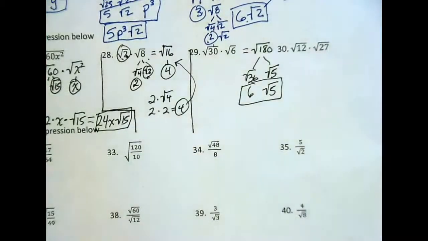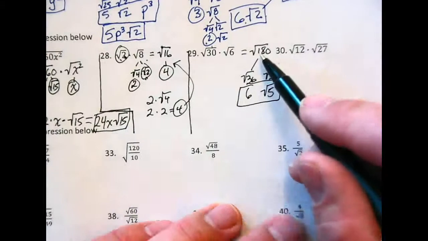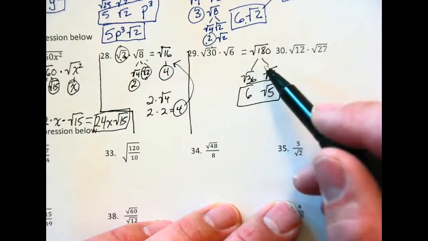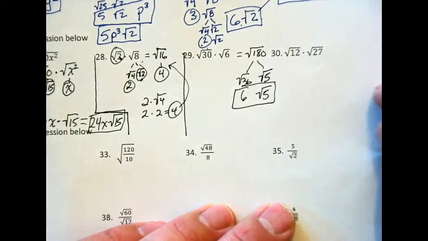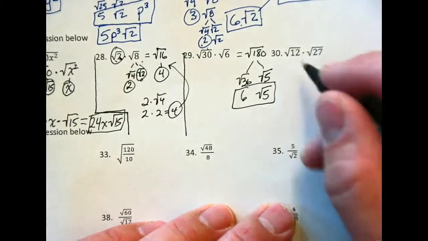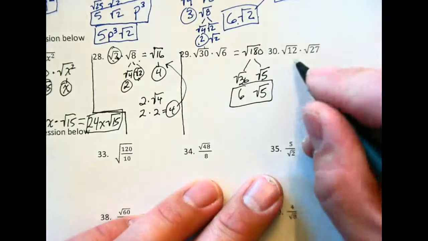Now there's a couple ways you could get there. That's the most direct route. Did anyone go 9 and 20, and then break it apart from there? Okay, that works out. 36 and, oh wow, that's perfect. Okay. How about number 30?